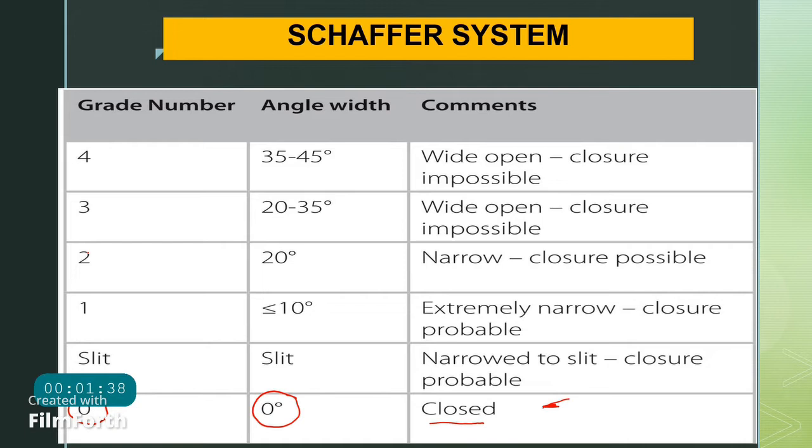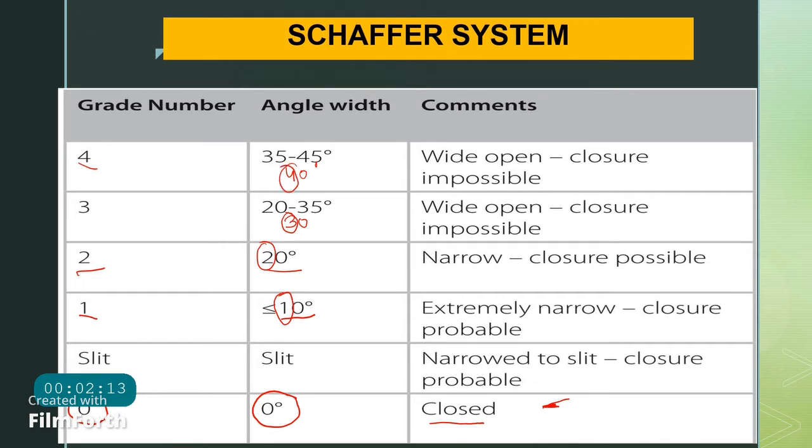And then we have 1, 2, 3 and 4. Now as you can see, grade 1 is about 10 degrees or less than 10 degrees. Grade 2 is 20 degrees. Grade 3 is about 20 to 35, which means on average you can remember 30 degrees. And grade 4 is 35 to 45, so on average you can remember 40 degrees. So it is very easy to remember. Just remember the first number of the grade: 1 will be 10, 2 is 20, 3 is 30 and 4 is 40.